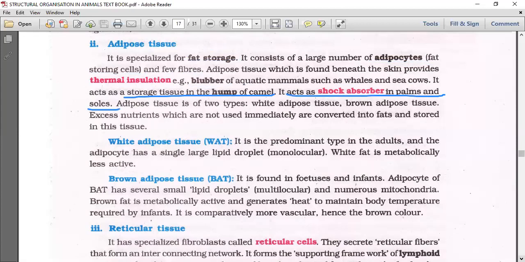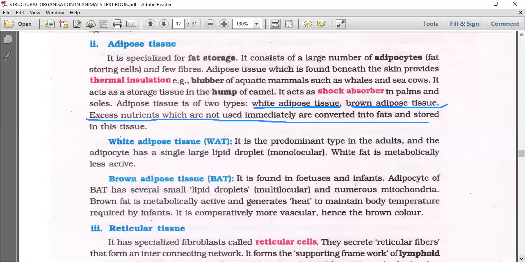Adipose tissue is of 2 types: white adipose tissue and brown adipose tissue. Excess nutrients which are not used immediately are converted into fats and stored in this tissue.